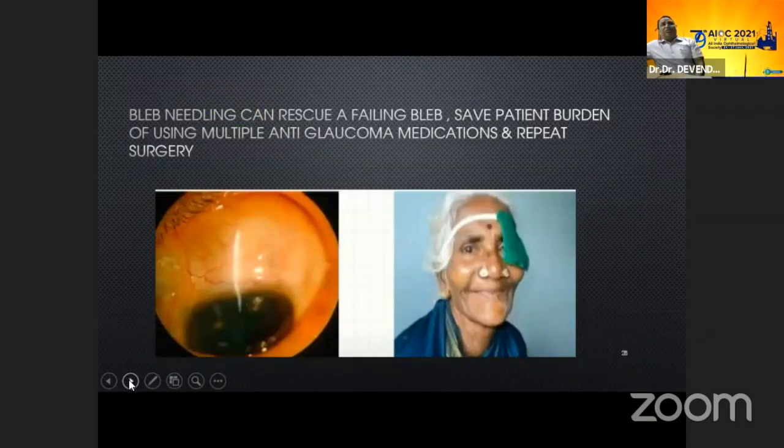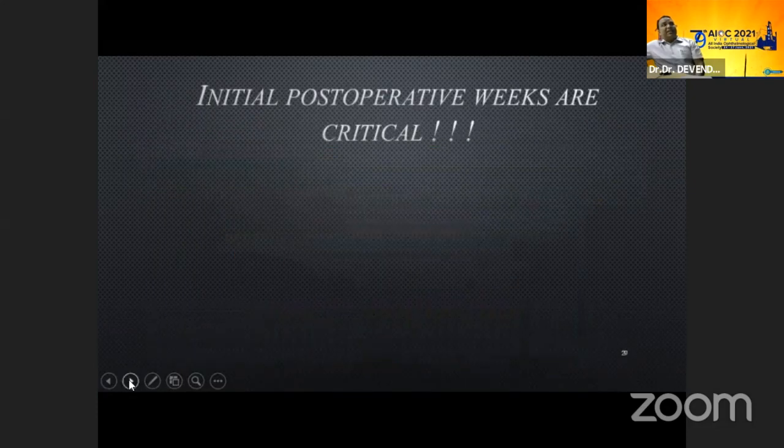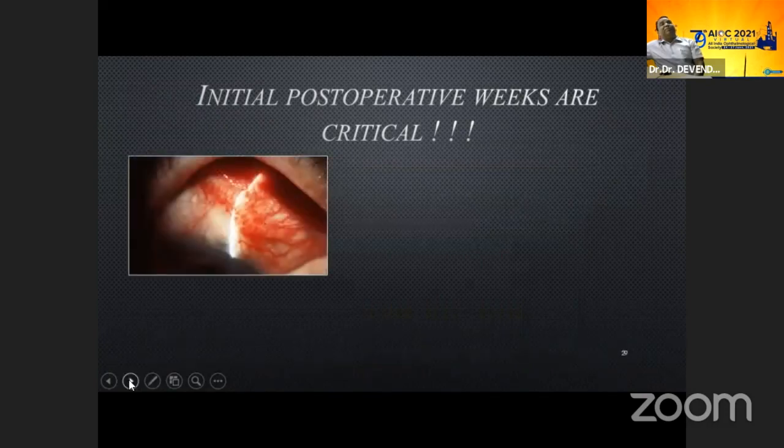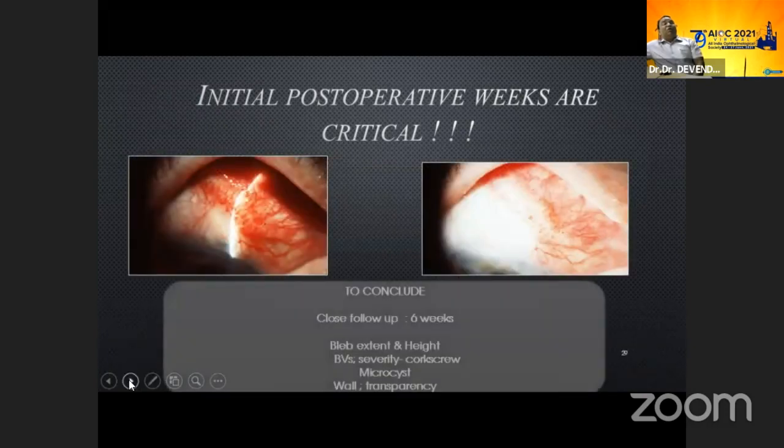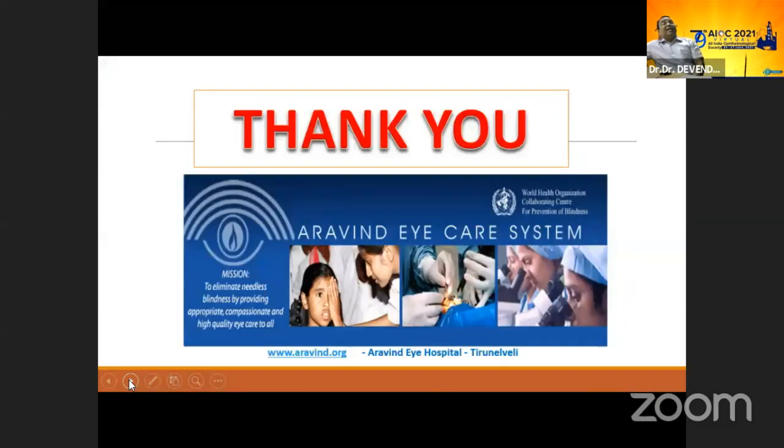Bleb needling can rescue the failing bleb and save the patient the burden of using multiple glaucoma medications and repeat surgery. So most important, early diagnosis and management of the bleb is very crucial. Always look every time at the bleb extent, bleb height, bleb vascularity, corkscrew vessels, and microcysts, then we get a nice successful bleb and a successful trabeculectomy. Thank you. Kind attention.